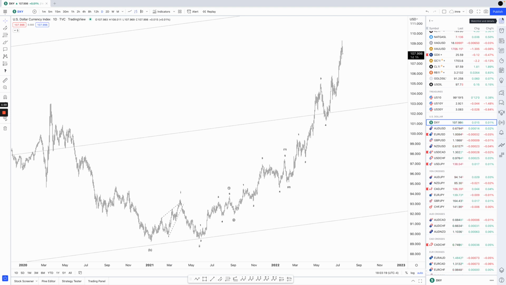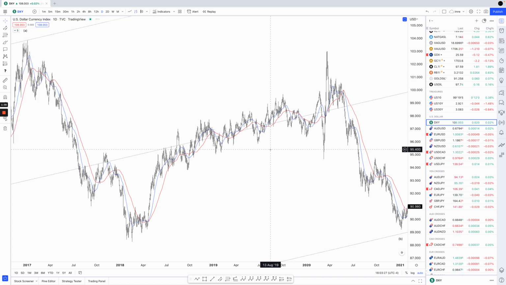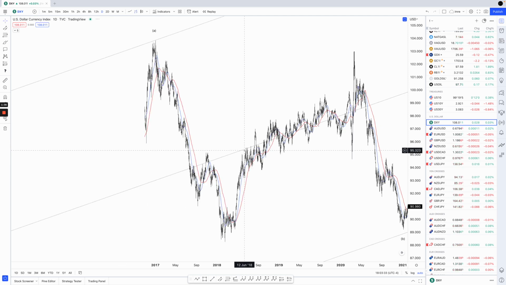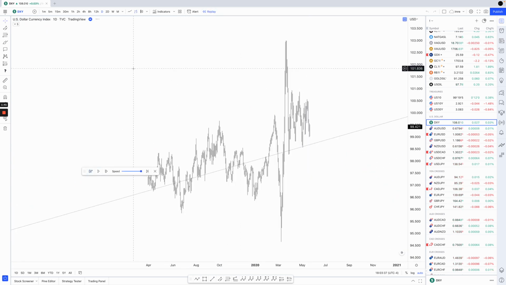So a very easy example would be moving averages. Moving averages perform very well in a trending environment. However, when the market is choppy, when the market's going sideways, they're not really all that helpful. So I'm going to give you an example. We're going to take a look at some sideways chop here in the dollar index.